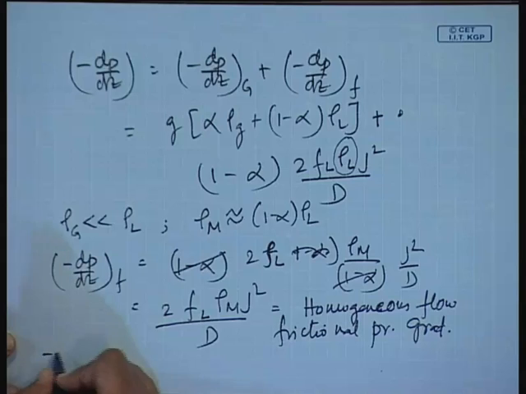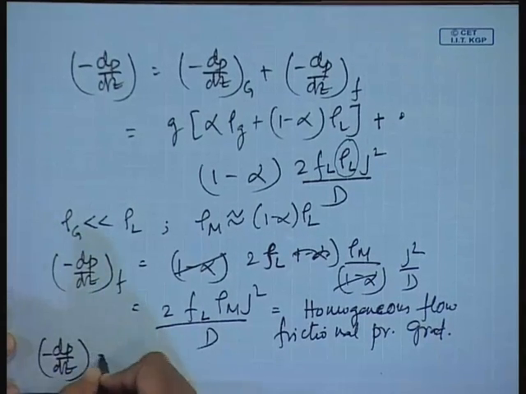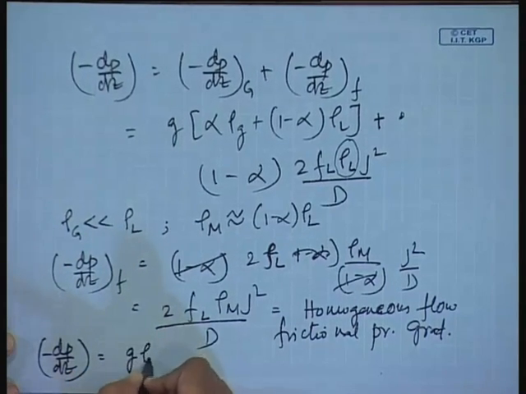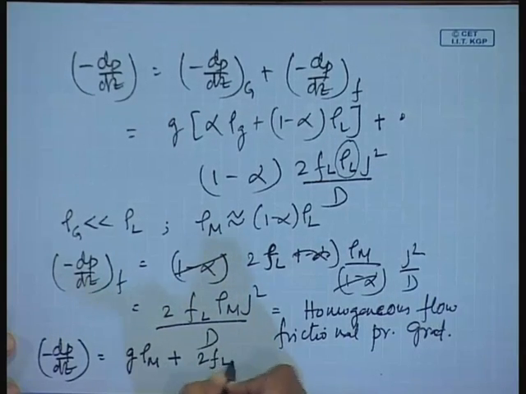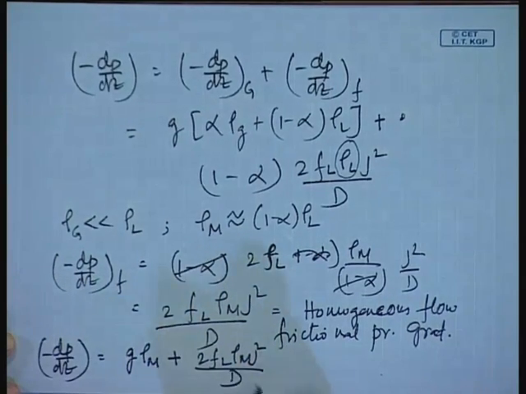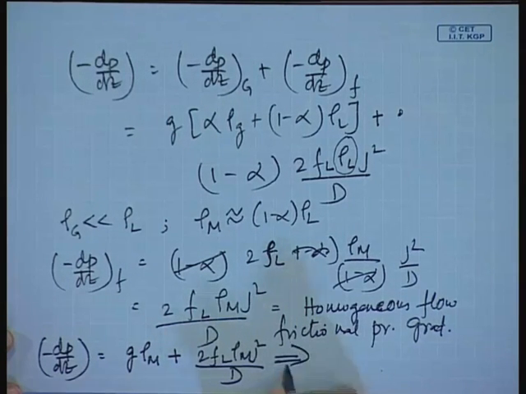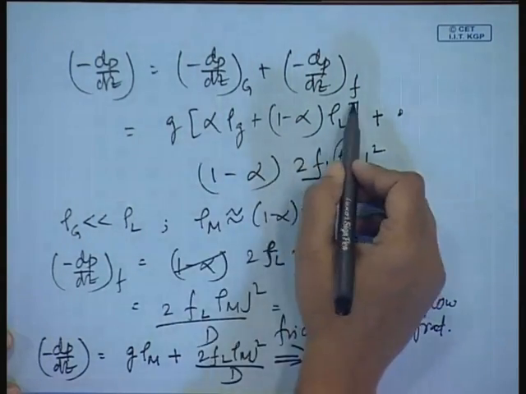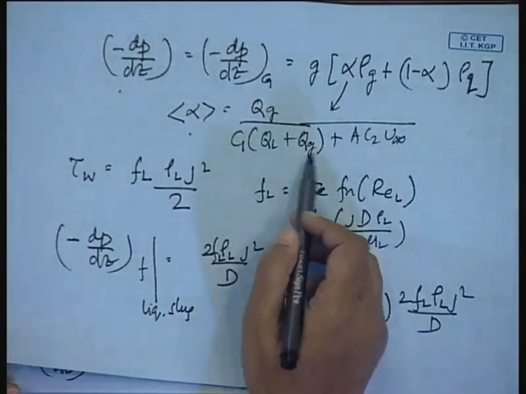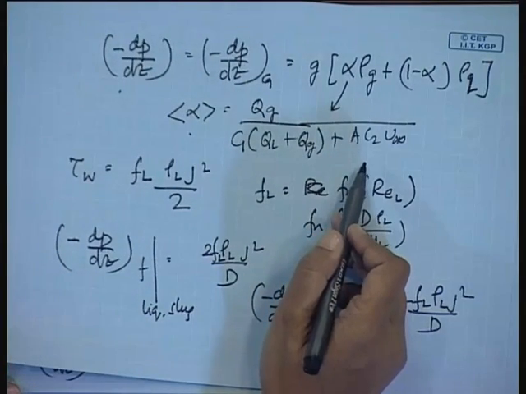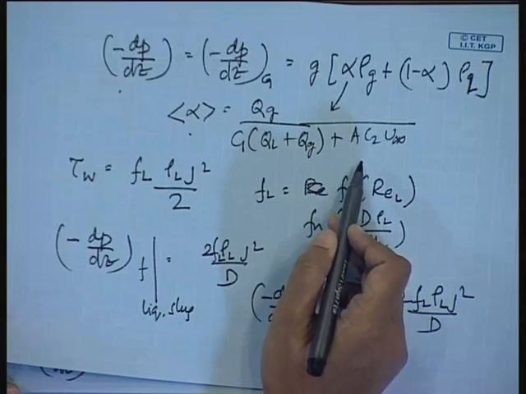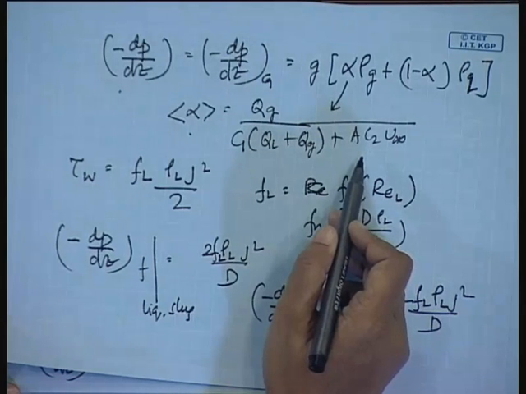So, what do we find? The final expression of minus dP/dz is g into rho_m plus 2 f_L rho_m j squared by d, the same expression that we had got for the homogeneous flow model. Just remember how it is different: the alpha which is used to calculate rho_m has to be obtained from this particular expression, which has been obtained from the slug flow pattern using the concepts of the drift flux model.